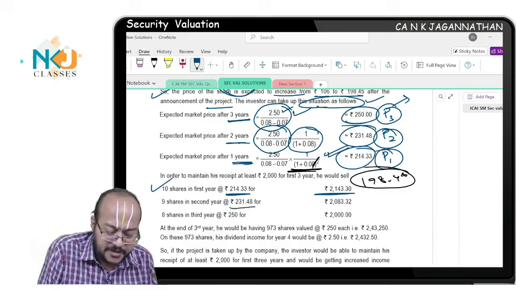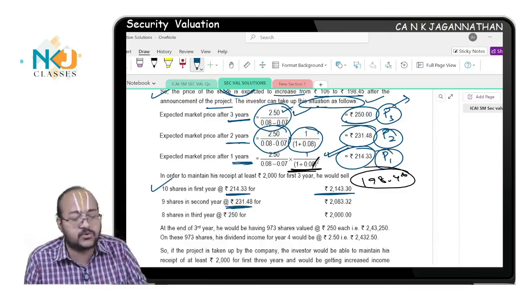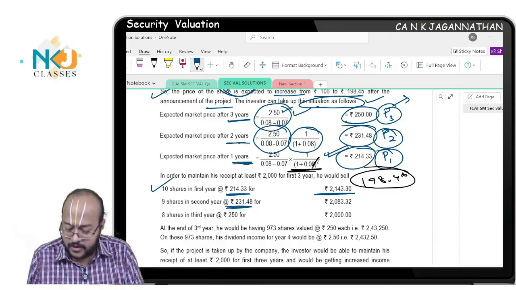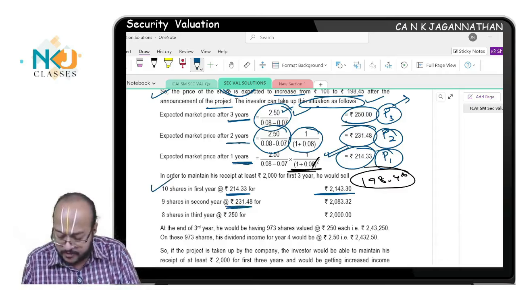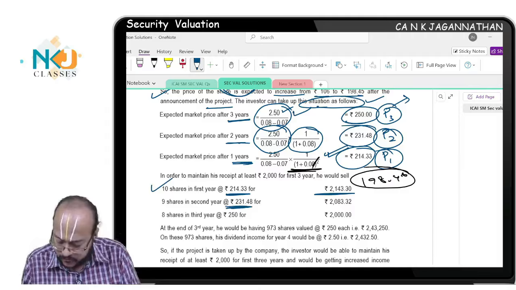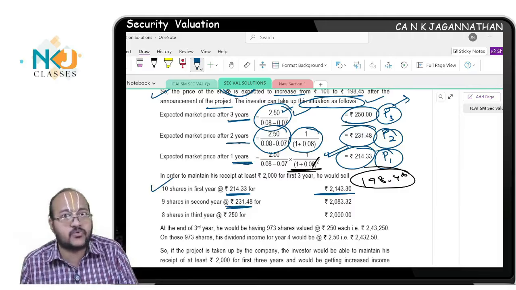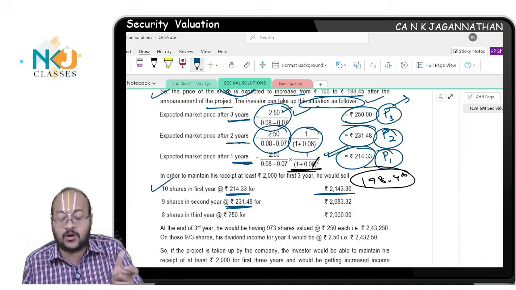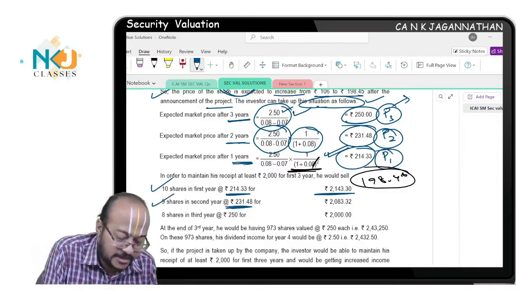Next year, the price is 231.48. How many shares I need to sell? 2000 divided by 231.48. You will get 8.64 shares, which means a fraction you cannot sell. So 9 shares you will sell.